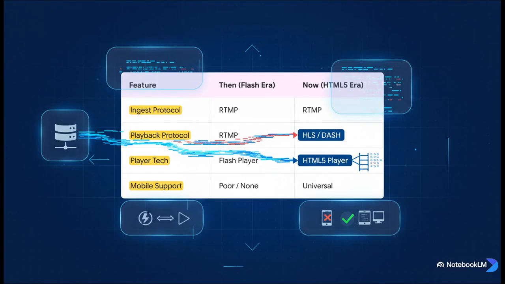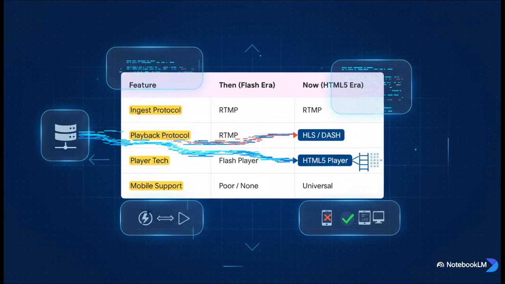Now, what's really fascinating about this slide is what didn't change. Just look at that top row, Ingest protocol. Back in the Flash days, it was RTMP. And today, in our modern HTML5 world, it's still RTMP. The huge takeaway here is that we completely swapped out the playback part. We went from RTMP and Flash Player to modern protocols like HLS and the HTML5 video player that's in every browser.